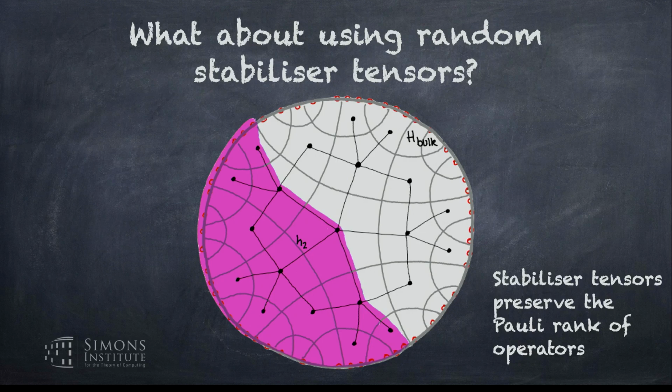If you remember, the operator that we want to map to the boundary is some local Hamiltonian term acting in the bulk. Now this local Hamiltonian term, it's a 2-local Hamiltonian term, has some constant Pauli rank because it's only acting on a constant number of spins. And because stabilizer tensors preserve the Pauli rank, when we map this Hamiltonian term out to the boundary, we're still going to have that constant Pauli rank. So that means that we don't have to do exponentially many gadgets anymore in order to break this interaction down. We now just have to do a constant number of gadgets.